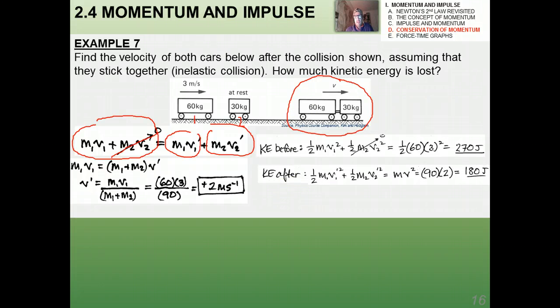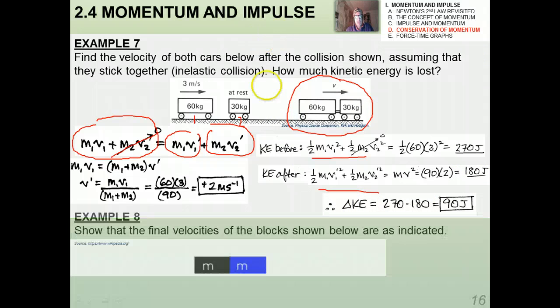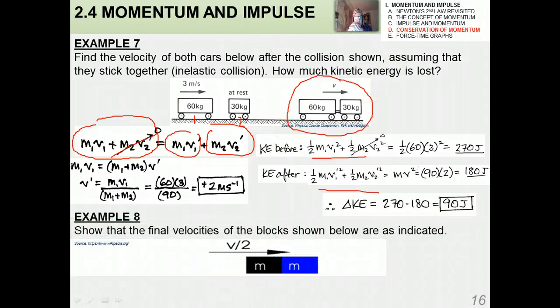Now, the kinetic energy loss, well, you just figure out the kinetic energy before for the entire system. Here's before, okay? And here's the entire system after. Again, you see my subscript 2 and my superscript prime, okay? I got 270 before and 180 afterwards, which means that there's a change in kinetic energy of 90 joules in this inelastic collision, okay?